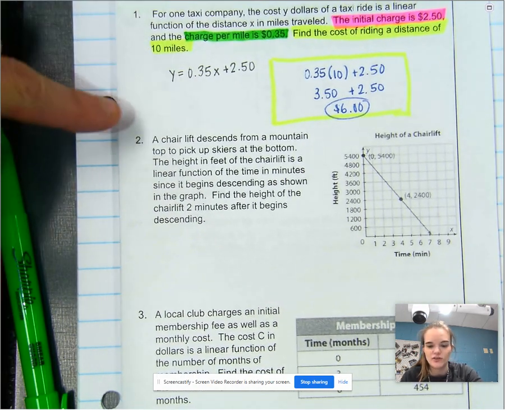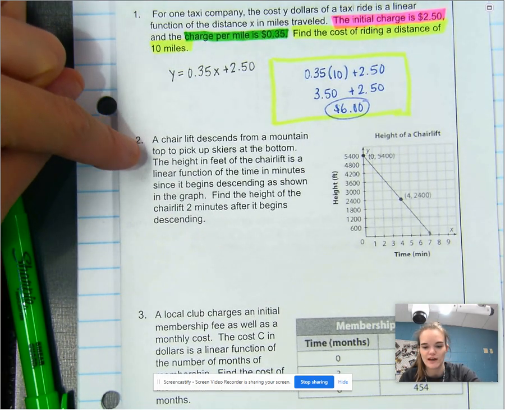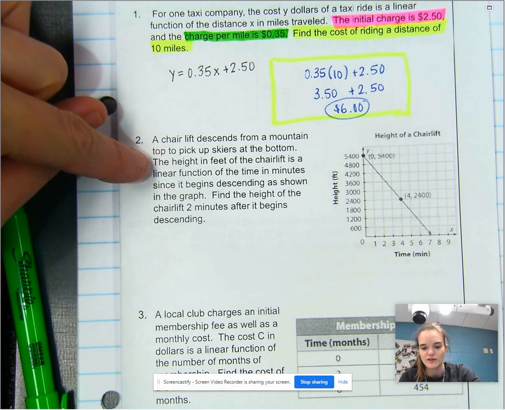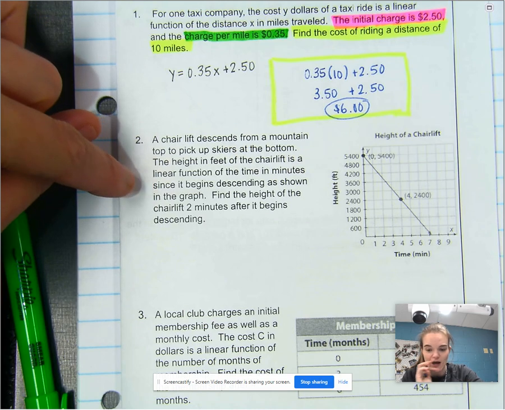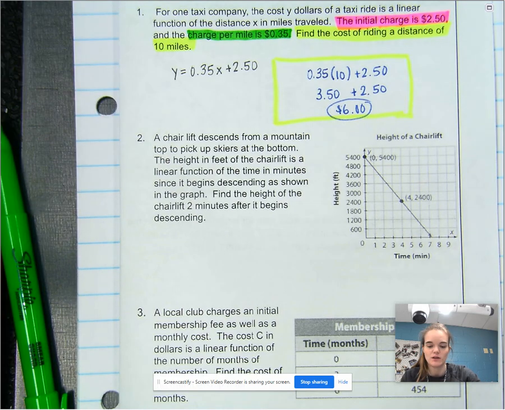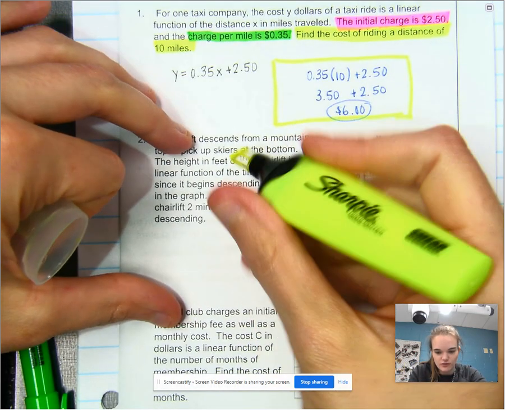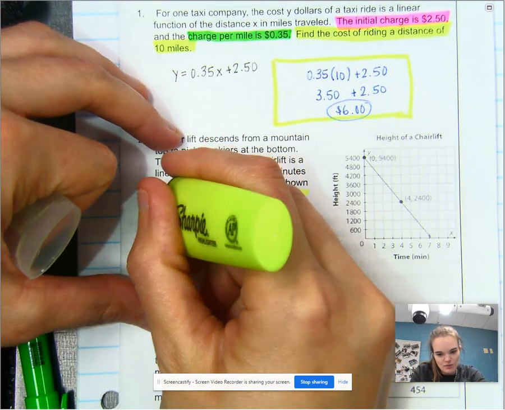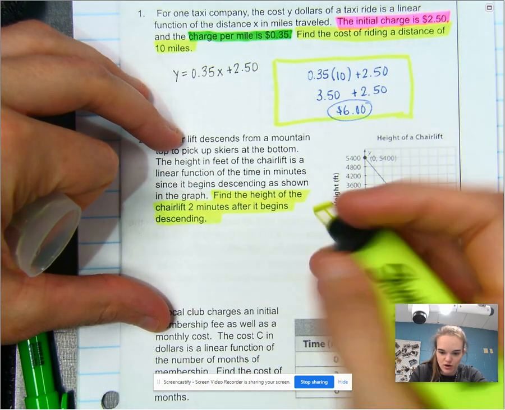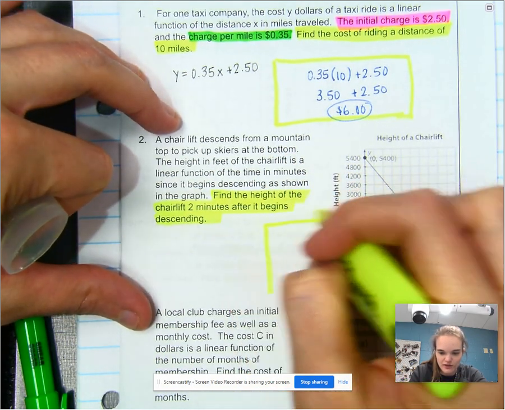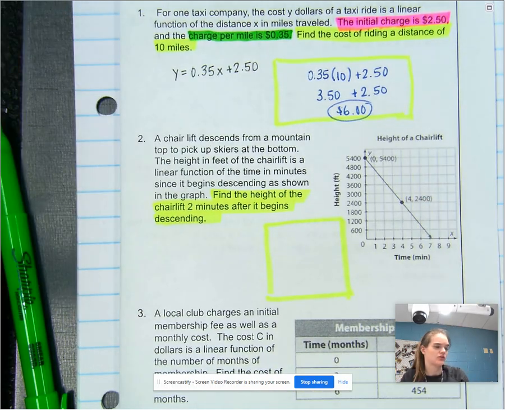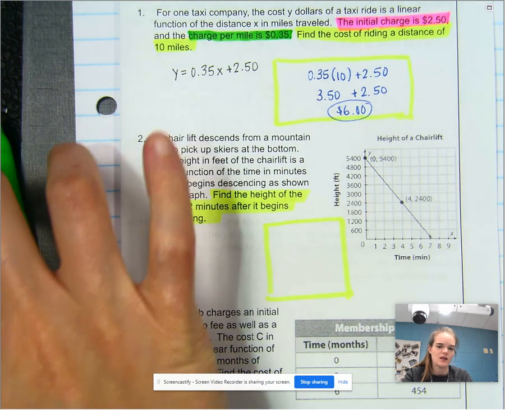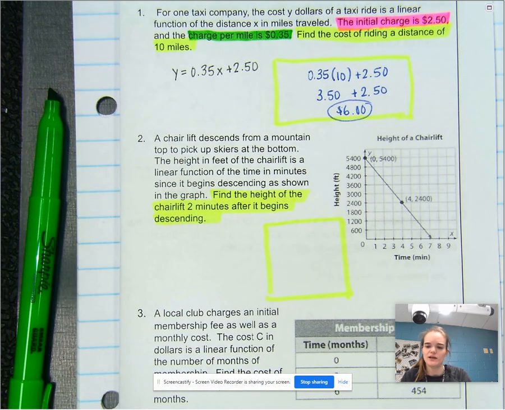A chairlift descends from a mountaintop to pick up skiers at the bottom. The height in feet of the chairlift is a linear function of the time in minutes since it begins descending as shown in the graph. Find the height of the chairlift 2 minutes after it begins descending. This is the question we'll have to go back and answer, which means our description or sentence up here did not tell us any of the information we need. We'll have to look at the graph to find that. We need the slope, we need the y-intercept. The easiest one to pick out is the y-intercept.